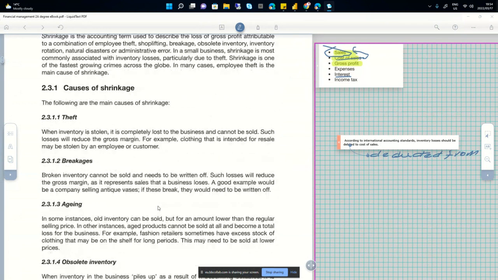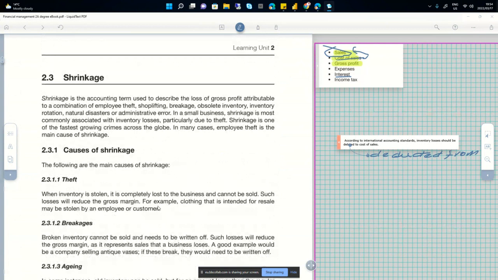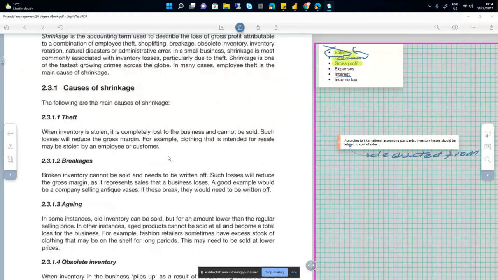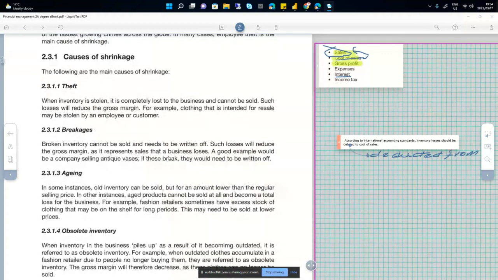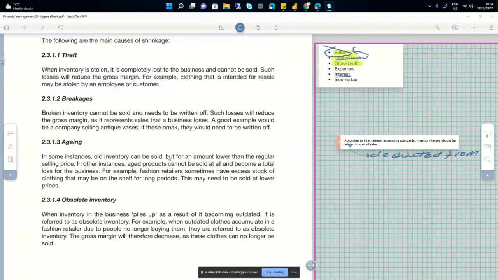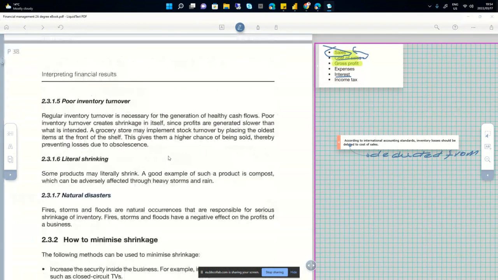All right. And so we have the shrinkage. Shrinkage is any other loss that is incurred by the business that is attributable to theft, shoplifting, breakage, obsolete inventory, inventory rotation, natural disasters, or administrative error. So there are always things that fall through the cracks, and so you need to also account for that.